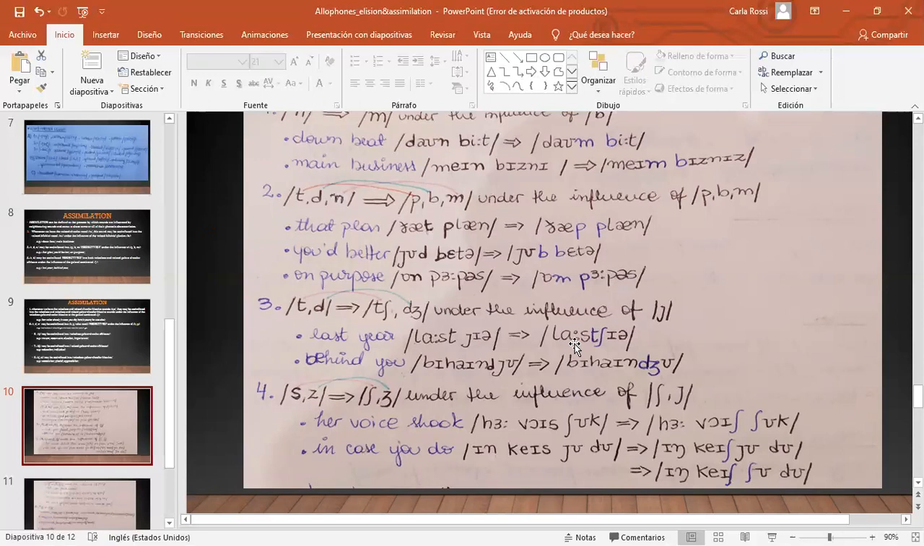Last year. Last year, okay? It must be palatal alveolar, so you must pronounce the voiceless plosive together with the palatal sound. It is also very common to say "lash year", like shh, only with the voiceless fricative sound. Many people do that. The same for these two words: instead of saying "behind you", you say "behindzh you". Can you say it? Behind you. Very good. Awesome.